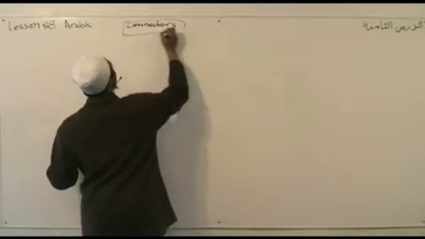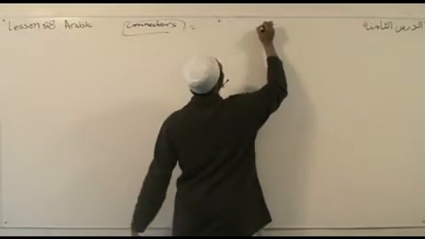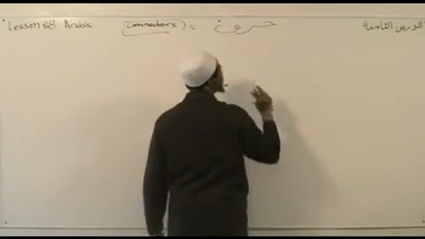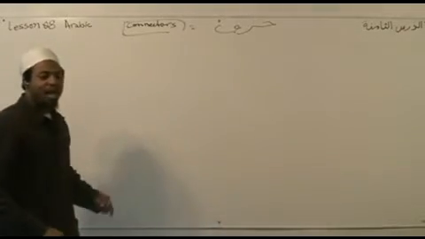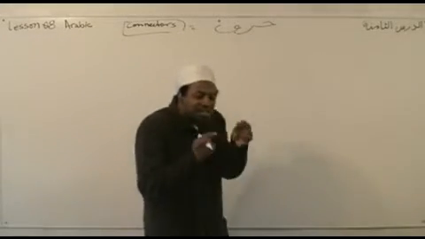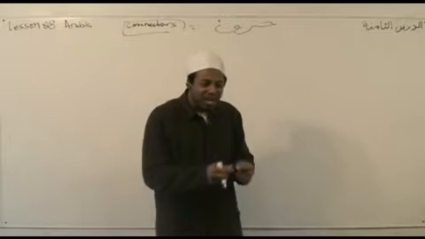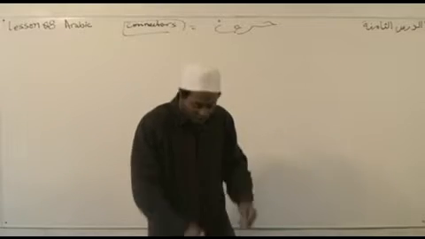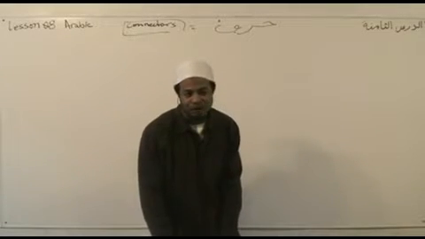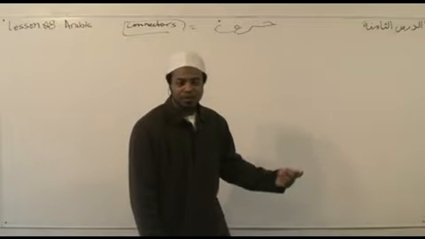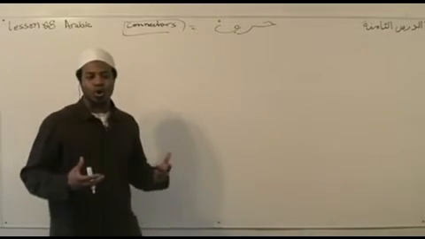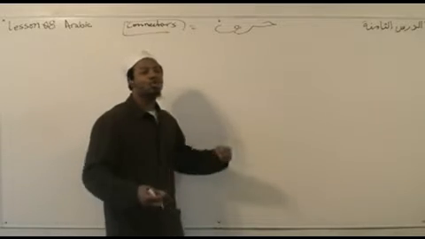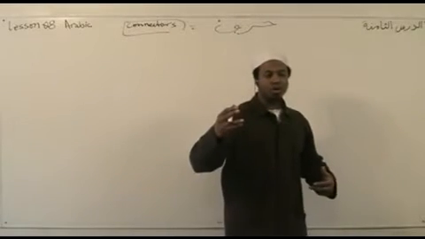Now, the connectors are called what in Arabic? Harf. It's called a harf because it's so small. A harf is very tiny. Harf for something is like the edge of it. That's what it literally means. The reason it's called a harf is that it's the smallest type of word. It usually has 2 or 3 letters, no more.